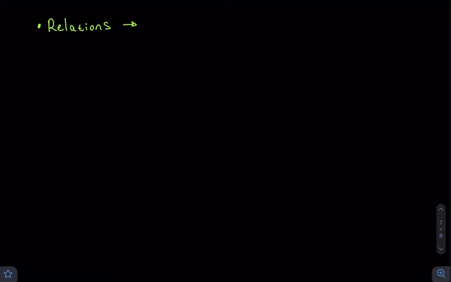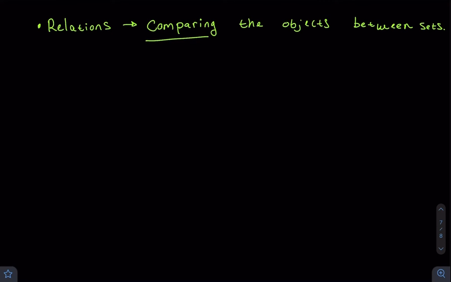In this video, we want to look at the relations between two sets or more. So by relations, what I mean is comparing the objects between sets. Comparing the objects between sets. Let's look at an example.